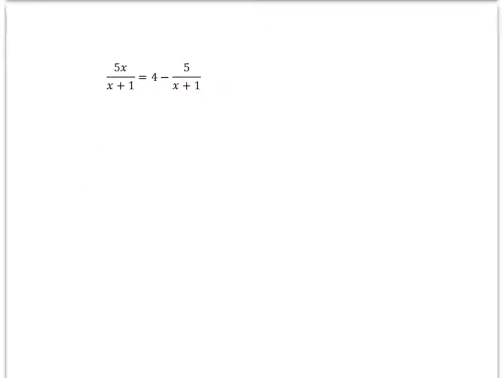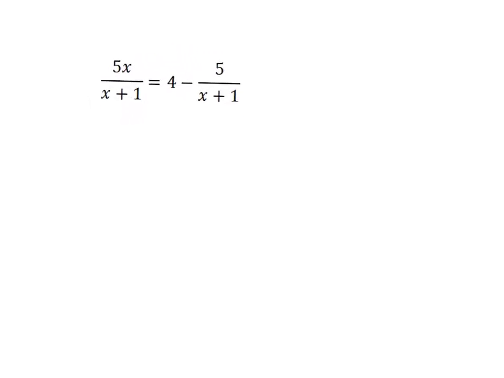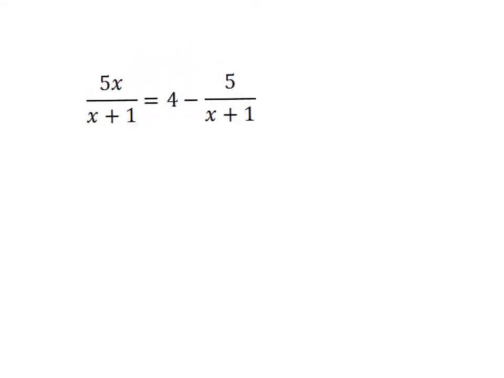So now it's just a matter of practicing. You'll see this one actually isn't all that bad because I already have x plus 1 as my denominators. So I have an x plus 1 there, I have an x plus 1 there. But I don't have common denominators yet because this 4 is 4 over 1. And so that one still needs an x plus 1.